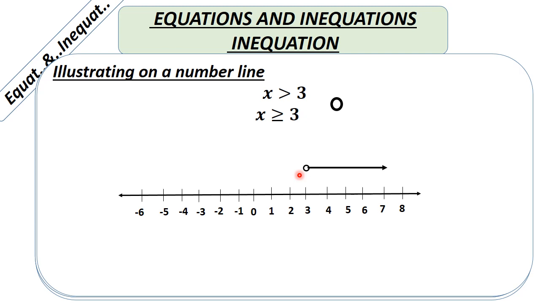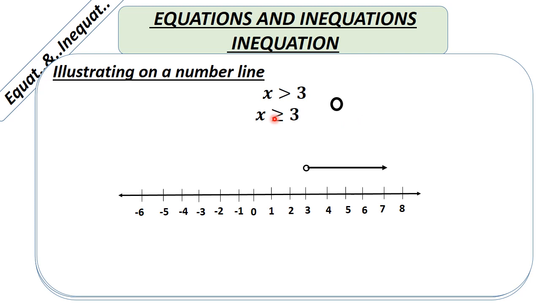So if it was x is less than 3, after we draw an open circle on 3, we ask ourselves which numbers are less than 3. These numbers are smaller than 3 as compared to these. So we draw an arrow that goes this side.